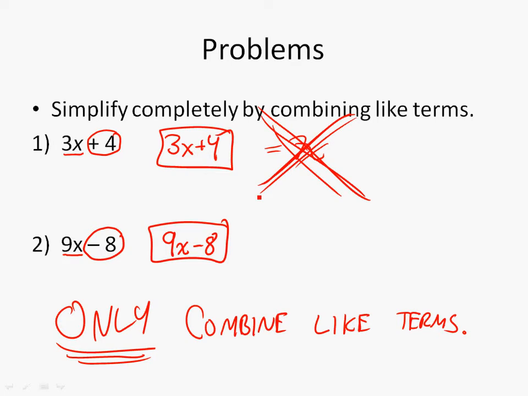9x minus 8, hey, that's just x. Absolutely not. Don't do it. Learn this right now, and I promise you, you'll save a lot of frustration later in the year, and in later years as you get older as well. Only combine like terms. Otherwise, leave them separated.